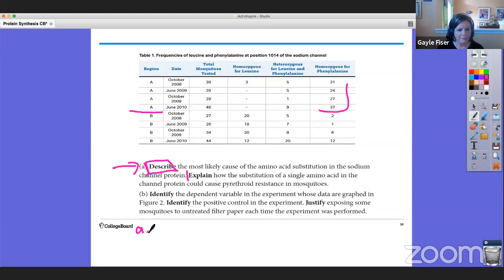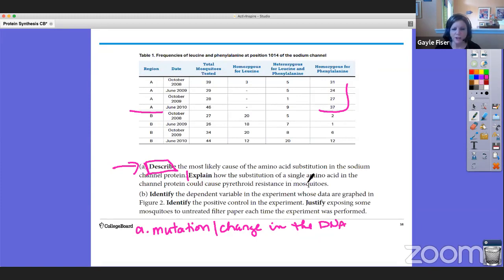Okay, so A. Think about what you think A is. Don't overthink it. Okay, in my planning, this is describe, most likely cause. So there could be a mutation or a change in what? What am I talking about in my description? In the DNA, right? Okay.